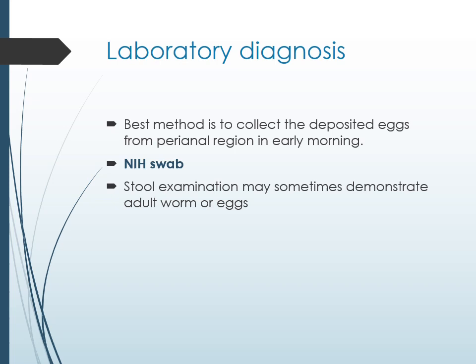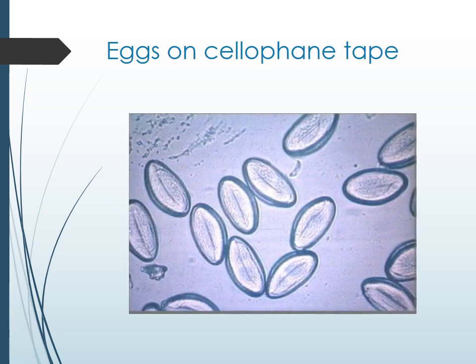Stool examination may be done sometime. It also contains adult worm as well. So this is the cellotape, and when you stick it on the glass slide and observe under microscope, you will see plenty of such eggs which are deposited on the perianal skin can be seen under microscope, and it is diagnostic. So that is the lab diagnosis of this.